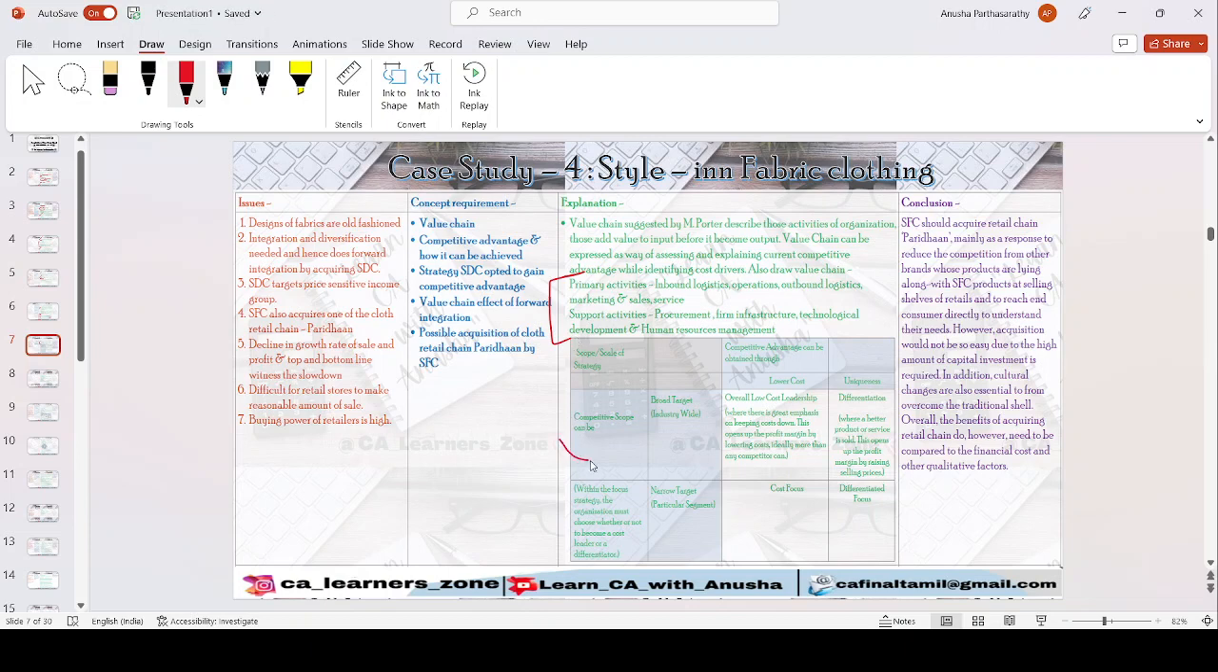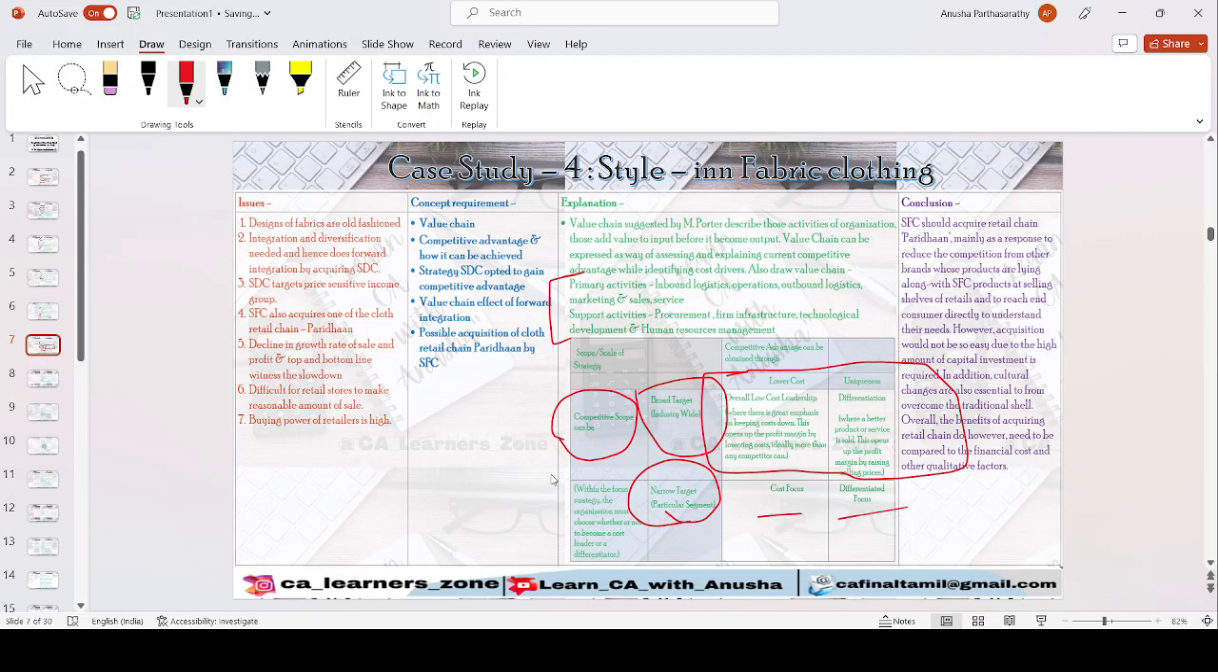See, competitive scope can be increased. Advantage can be obtained through a broad target. If it is a broad target, it will be overall cost leadership or differentiation. We have discussed that, right? Cost leadership would mean low cost advantage, and uniqueness would be the differentiation. What is a narrow target? It would mean cost focus and differentiation focus.